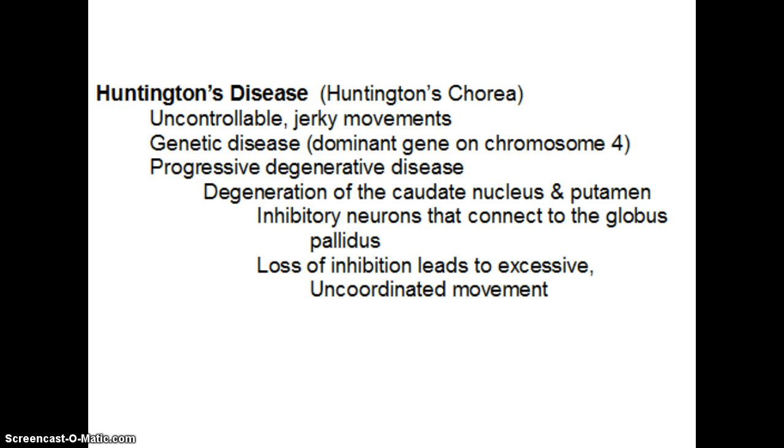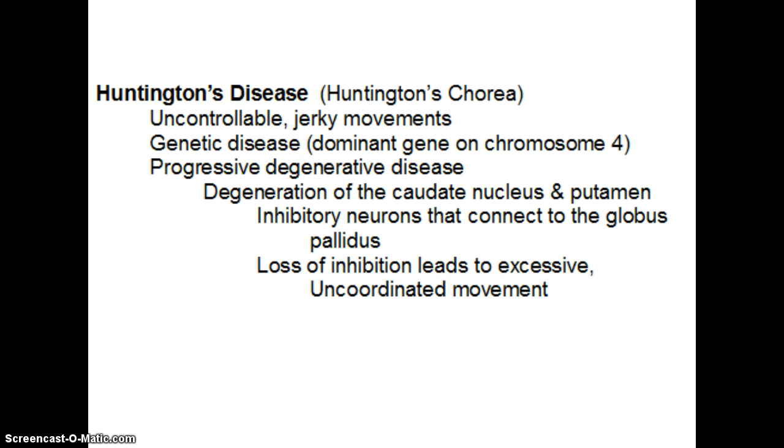It's a genetic disease, and it's a dominant gene on chromosome 4. So if you have this gene, you will get the disease. It is a progressive degenerative disease, meaning that it gets worse over time. And what we see is degeneration of the caudate nucleus and the putamen, or the striate. And in particular, we see damage to the inhibitory neurons that connect to the globus pallidus. And loss of this inhibition leads to excessive, uncoordinated movement.